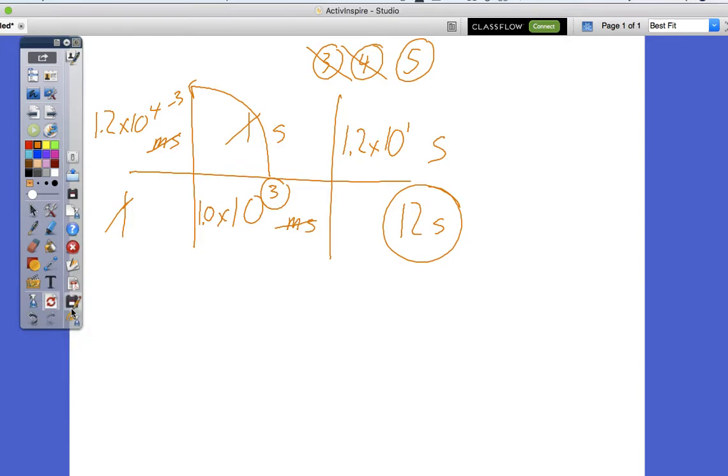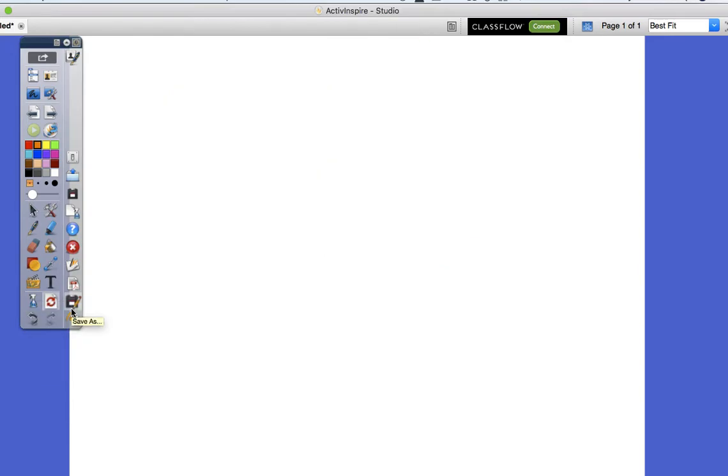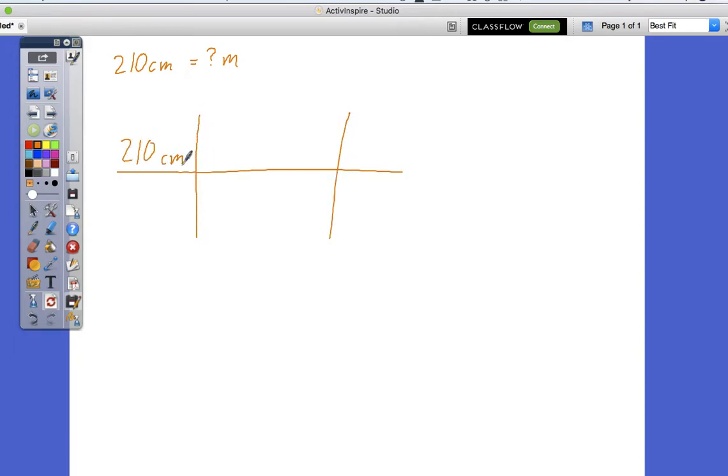Look at problem number 2. What's it say? Convert 210 centimeters to meters. If we're following the rules, we just write this down: 210 centimeters, and we want it in how many meters? Now we wrote down the problem. So let's make our picket fence. We have 210 centimeters, and we want it in meters.